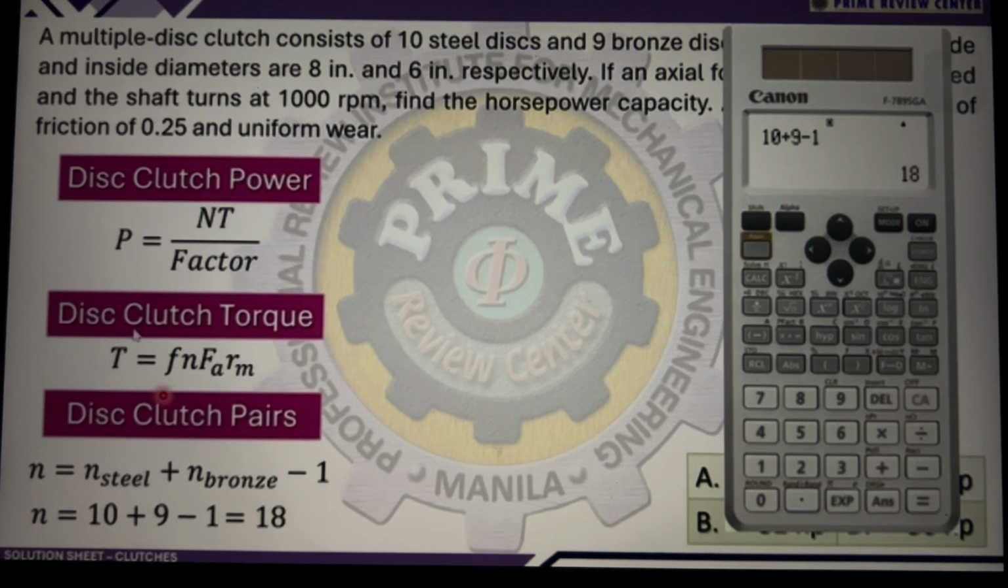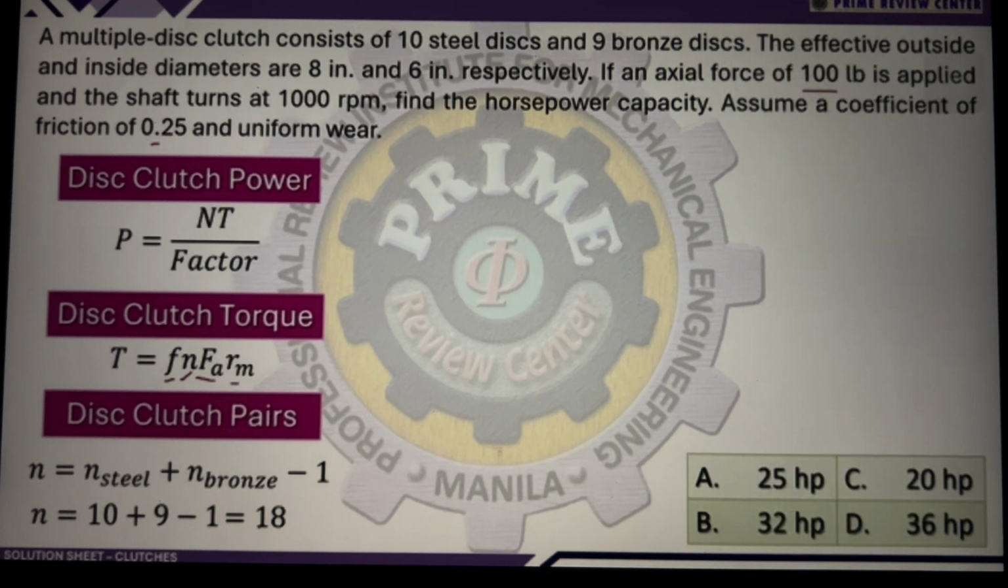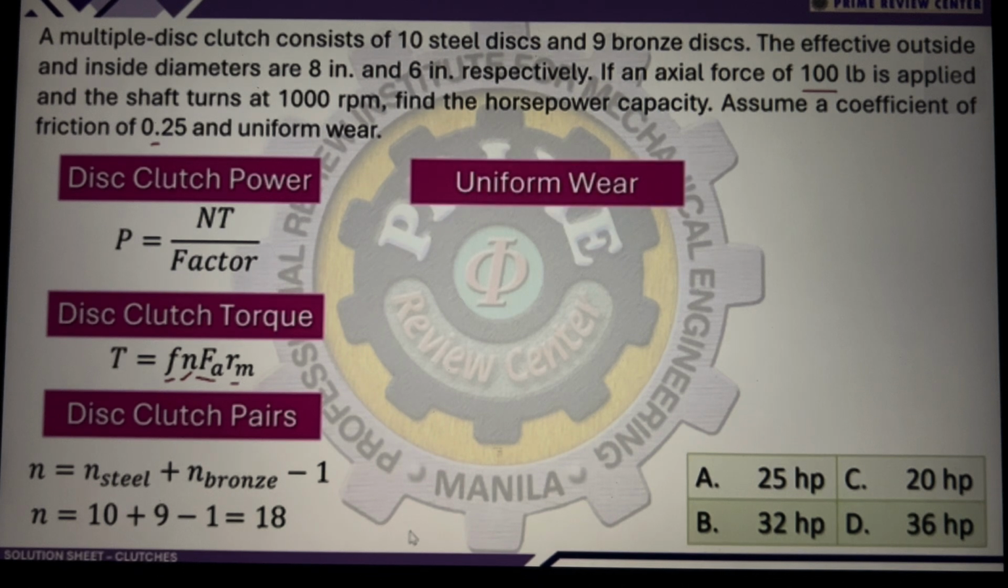Coefficient of friction is given. That is 0.25. N is na-compute natin, actual loading. Ito yun, 100 pounds. Then, mean radius or yung frictional radius natin is hindi pa given. So, paano natin hanapin yung friction radius? So, since the assumption is uniform wear, then the mean radius is basically solved by the sum of the diameter outside and inside divided by 4.